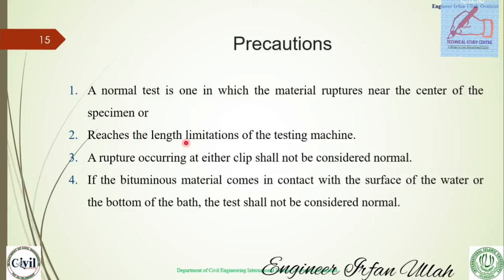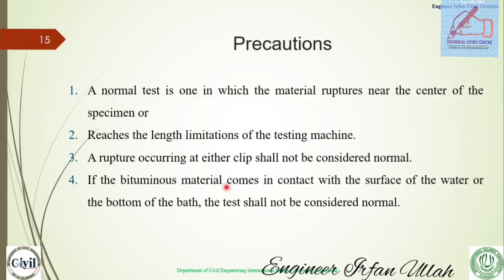If it reaches the length limitation of the testing machine, or in other words, the test has certain limitations, beyond that it cannot be pulled apart. So it may reach the testing limitation of the machine, and you should report that it reached the limitation of the test machine. A rupture occurring at either clip should not be considered normal. If the rupture in the bituminous material occurs at the ends, it will not be a normal test.